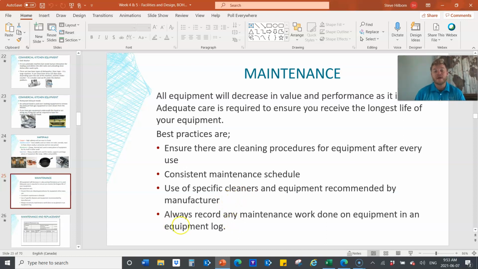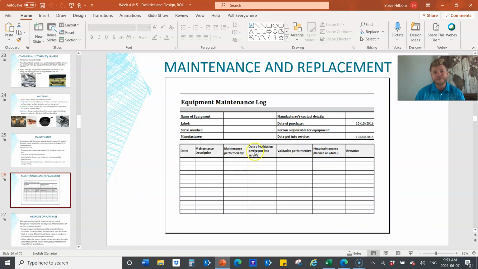And then also make a log of any maintenance work done on a piece of equipment. So this is an example maintenance log where basically it just says the dates, the maintenance description, who performed it, the date of validation, the next maintenance plan, and any of your comments that might have happened. And then, of course, what is the piece of equipment, who's responsible, label, serial number, manufacturer, all that kind of stuff.